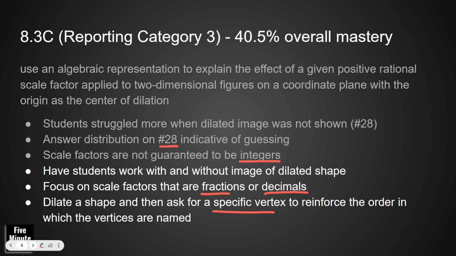To really notice that the order in which the vertices are named is very important, right? R goes to R prime, W goes to W prime, and that order makes a big difference. And so we're looking more at the order of the vertices, how they're named, rather than necessarily the orientation of the shape.